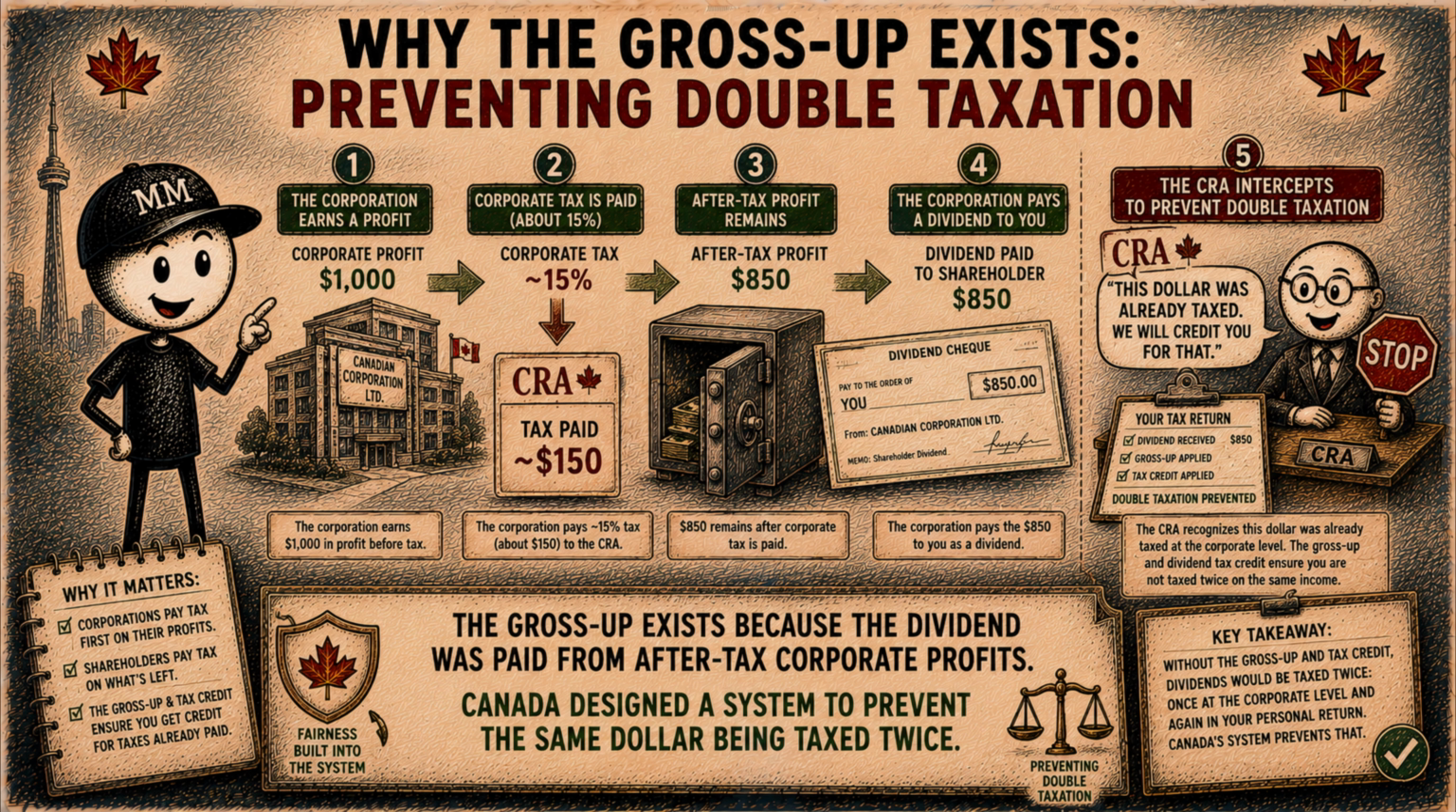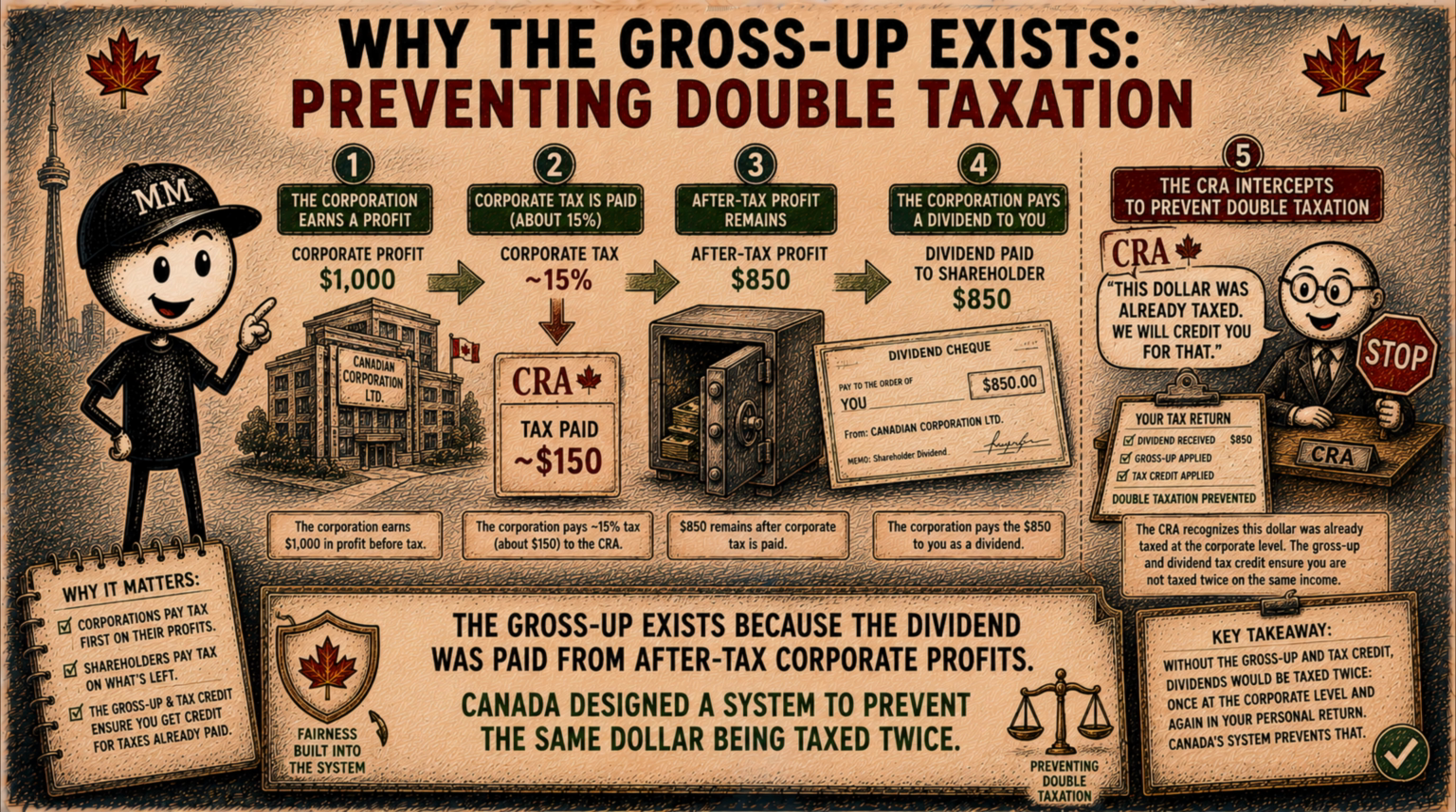Here is the part of this video that most people have never had explained properly. When a Canadian corporation earns a profit and pays tax on it, and then pays some of that after-tax profit to shareholders as a dividend, those shareholders are receiving money that has already been taxed once at the corporate level. If Canada taxed that dividend again at the full personal rate, the same dollar of profit would be taxed twice, once in the corporation's hands and once in the shareholders' hands. That would be unfair, so Canada designed a system to prevent this.